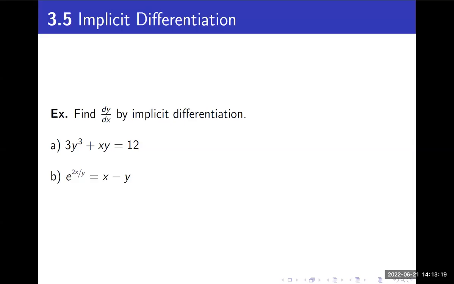So back to it. Let's check these out. Find dy over dx by implicit differentiation. We've got 3y cubed plus xy equals 12, and e to the 2x over y equals x minus y. Really getting into some serious implicit equations here. Let's go for it.